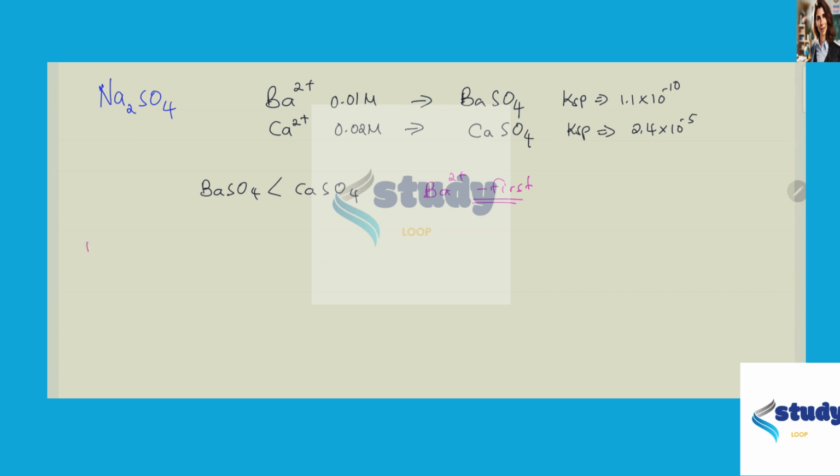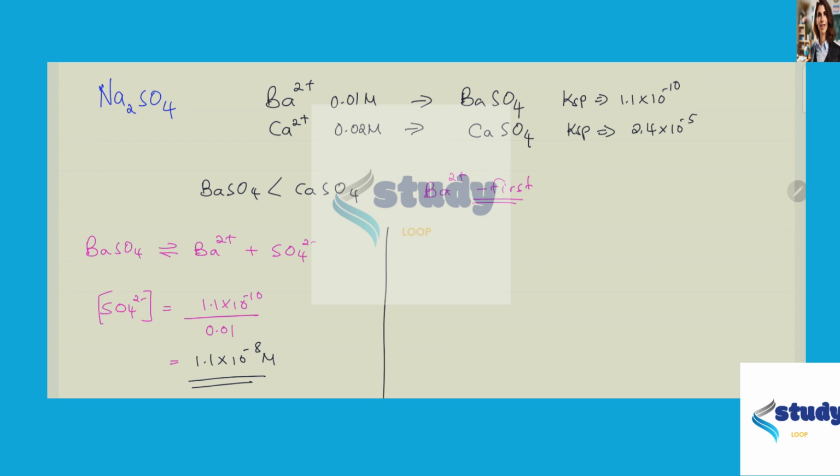Okay, so based on that, we are going to determine the concentration of, so this is barium and sulfate. We're going to determine the concentration of sodium sulfate when the first precipitation occurs. So this is KSP for barium sulfate, 1.1 times 10 to negative 10 divided by barium concentration, 0.01. And this is approximately 1.1 times 10 to negative 8 molar concentration.